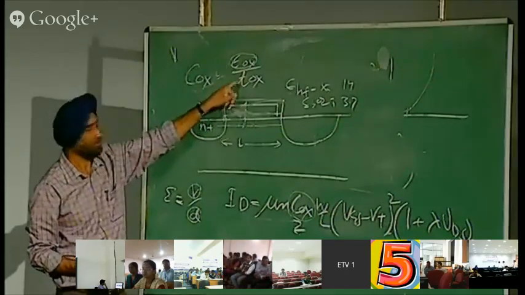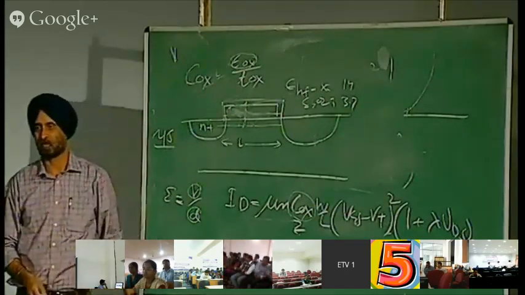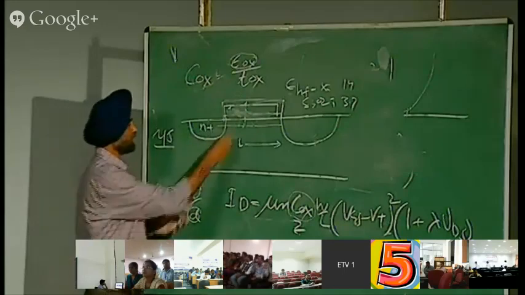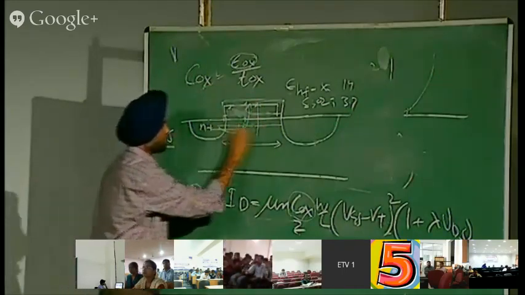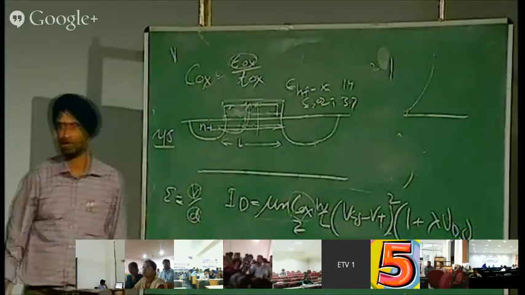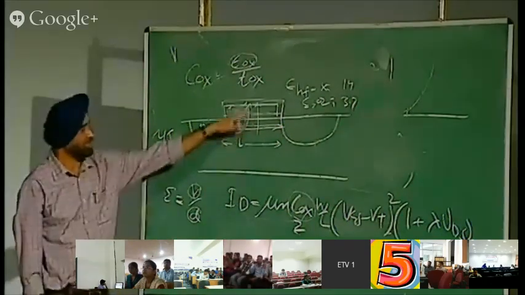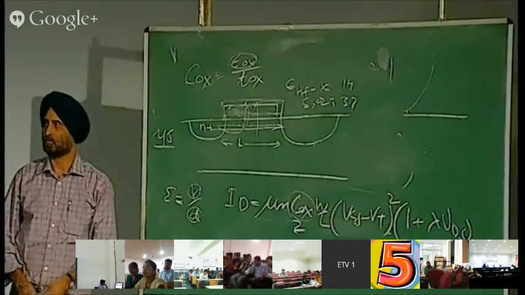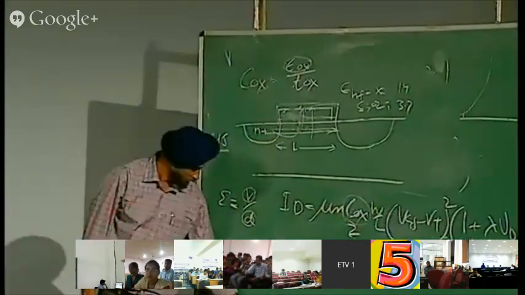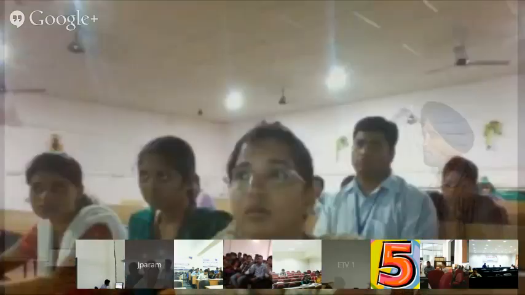Then we can go only by reducing tox. But when we reduce tox, the current flows here also. We don't want that. We want current to flow in this direction. Okay. Is it right? Any other question, please?